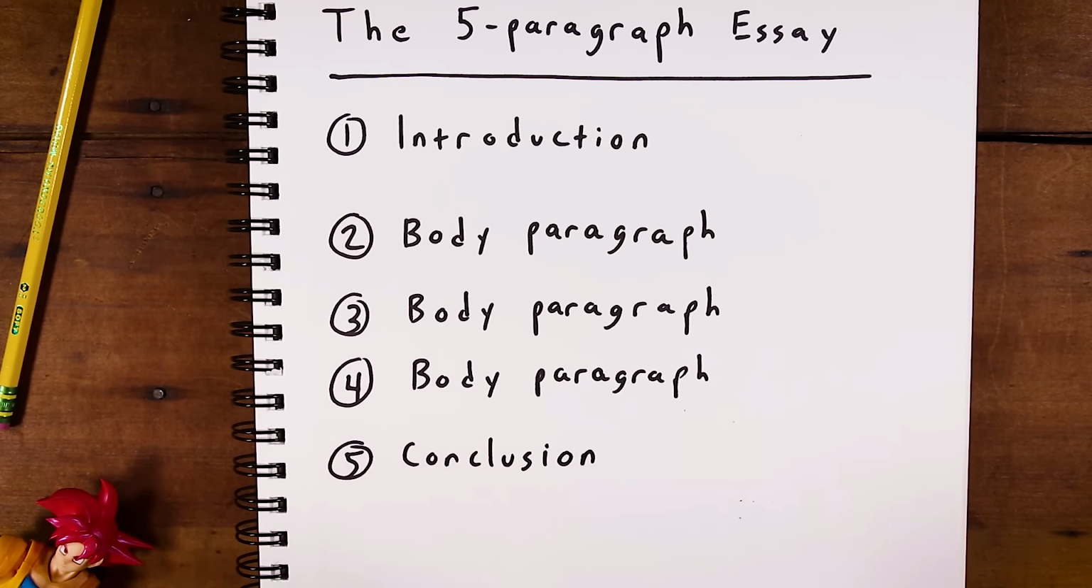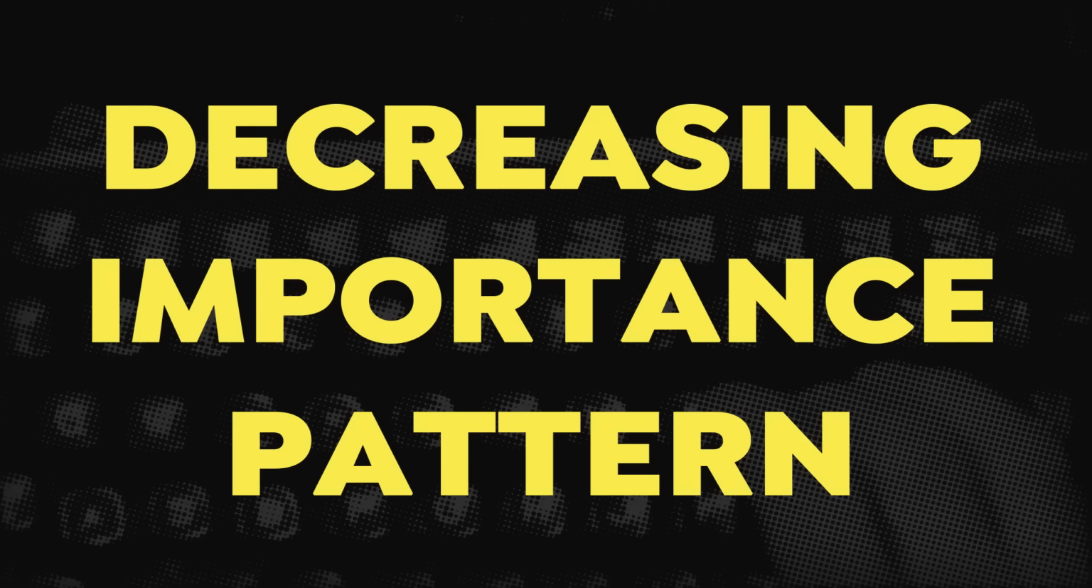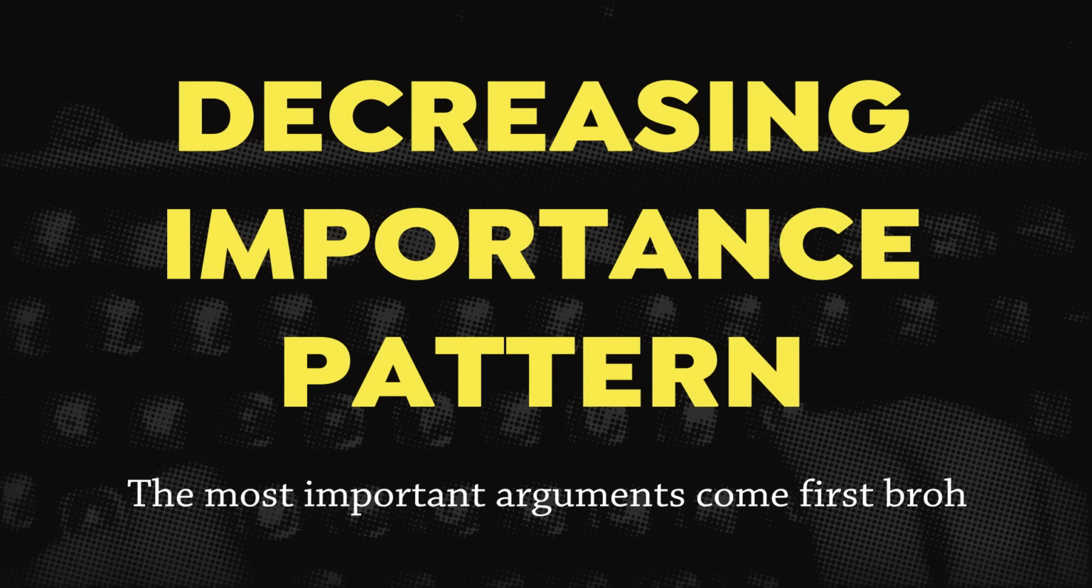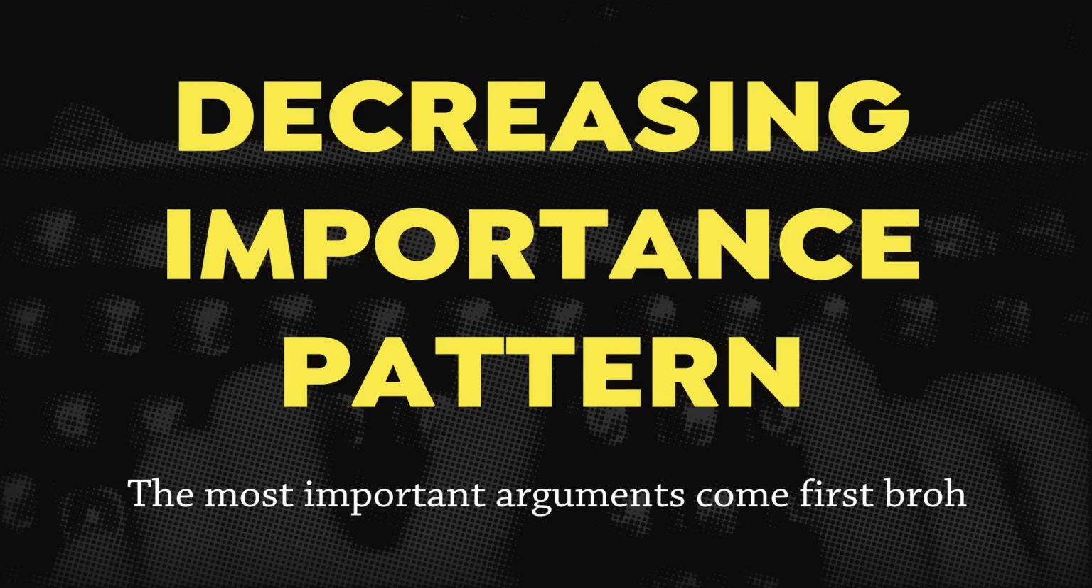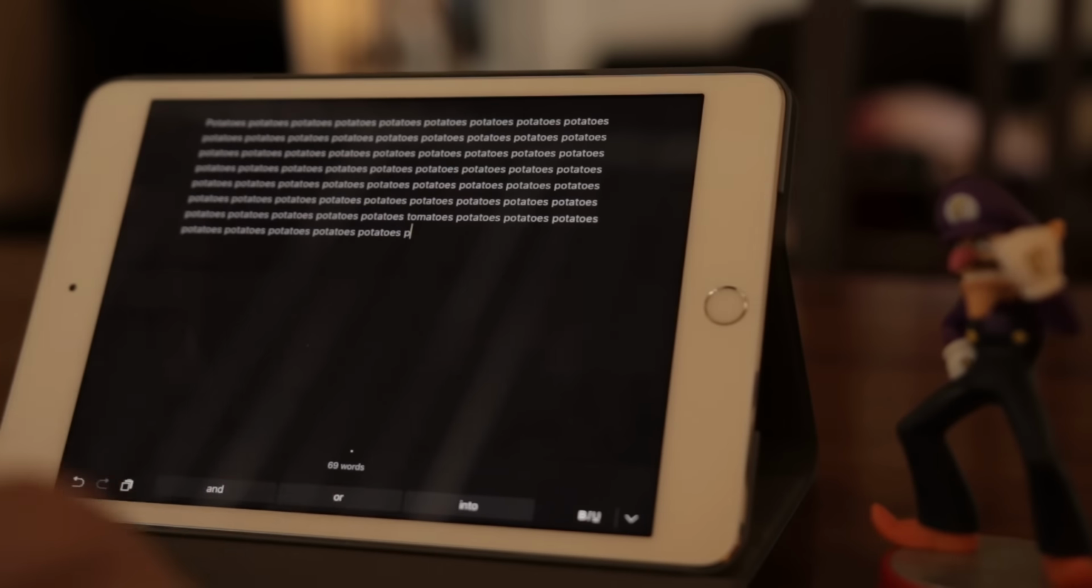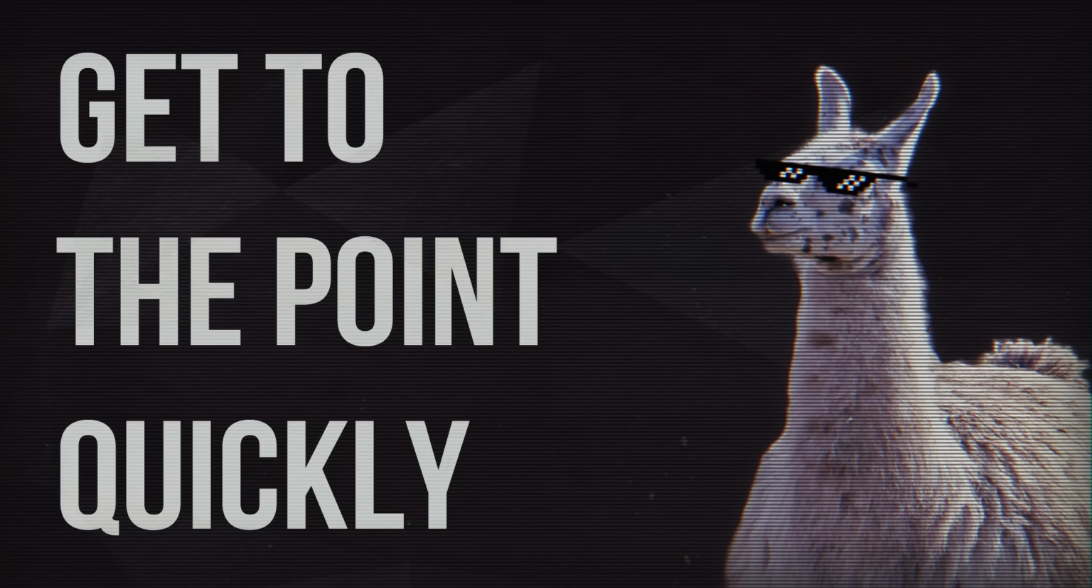Within this structure, there are several different methods that you can use to organize your points. The most popular is probably the decreasing importance pattern, in which your first body paragraph contains your strongest argument, and the last one covers the weakest or least consequential. However, this pattern isn't always the right one to use. For example, if you've been asked to summarize an event, then it's probably best to go in chronological order. And likewise, if you've been asked to write the word potatoes 600 times, then you should probably do that. In short, use the prompt as a guide for choosing the pattern that you're going to use.